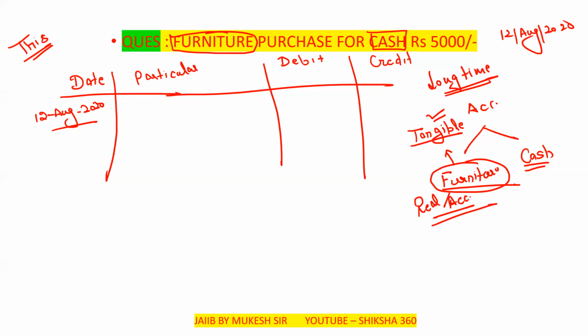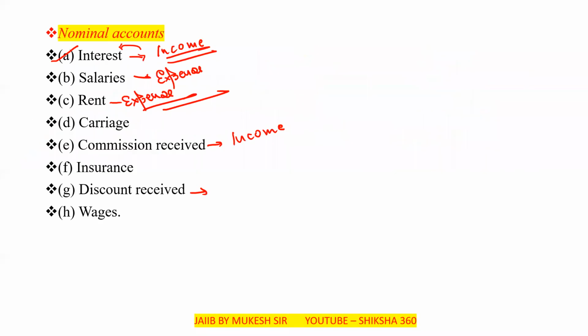So furniture comes under the real account. Clear? Let's move towards that.